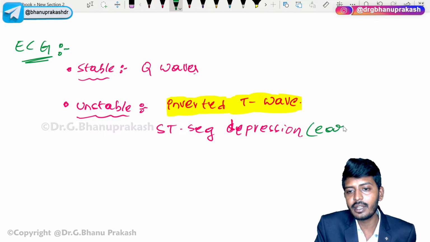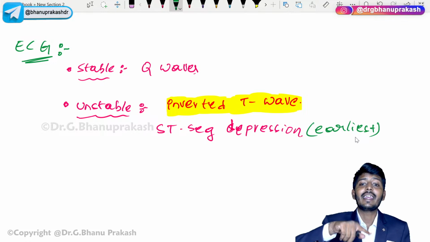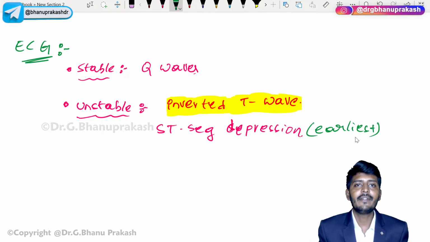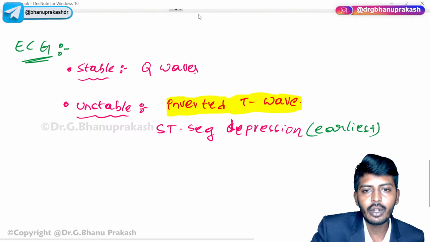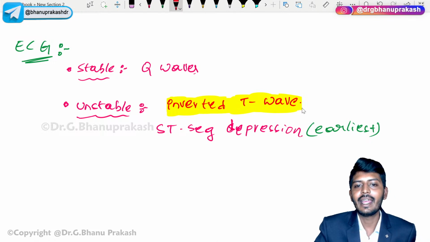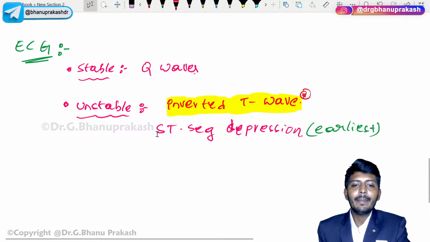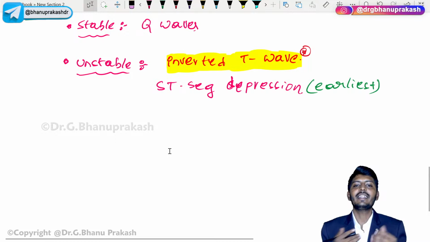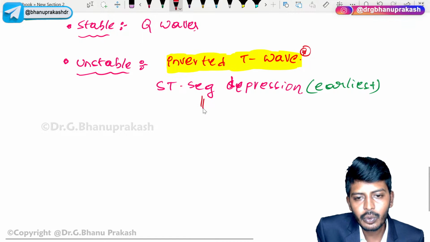Even the earliest. So in your MCQ, if you get ST suppression, that is the earliest. After ST suppression, T wave inversion will be seen. Okay, so do not make a mistake. Many students argue that no, always the first one is inverted T wave, even way before that ST segment depression. Remember, whenever ST segment depression is occurring, what is this due to?